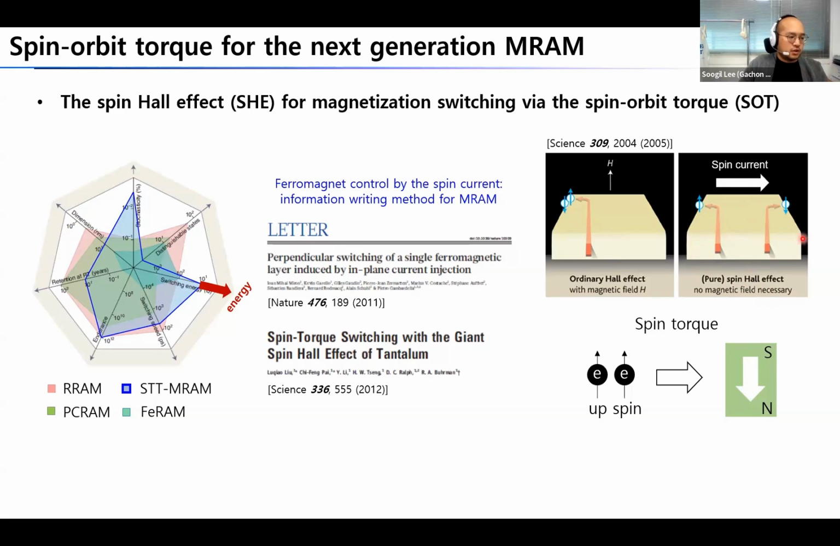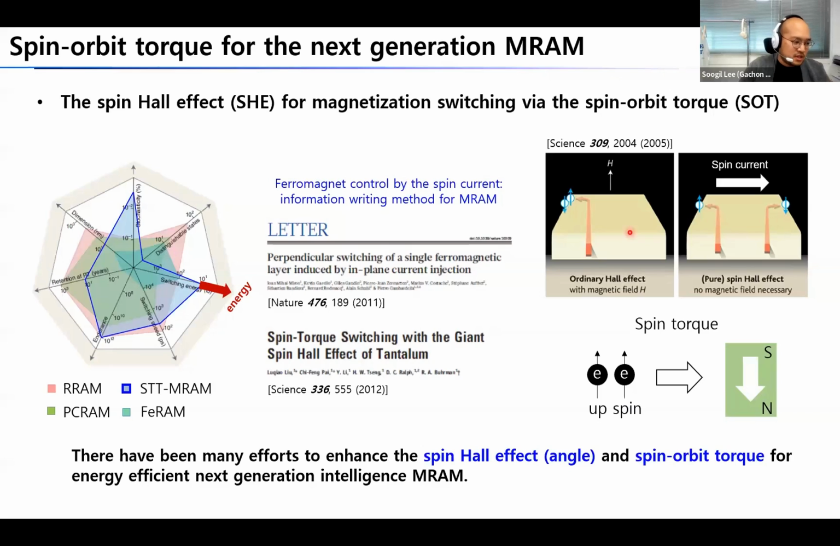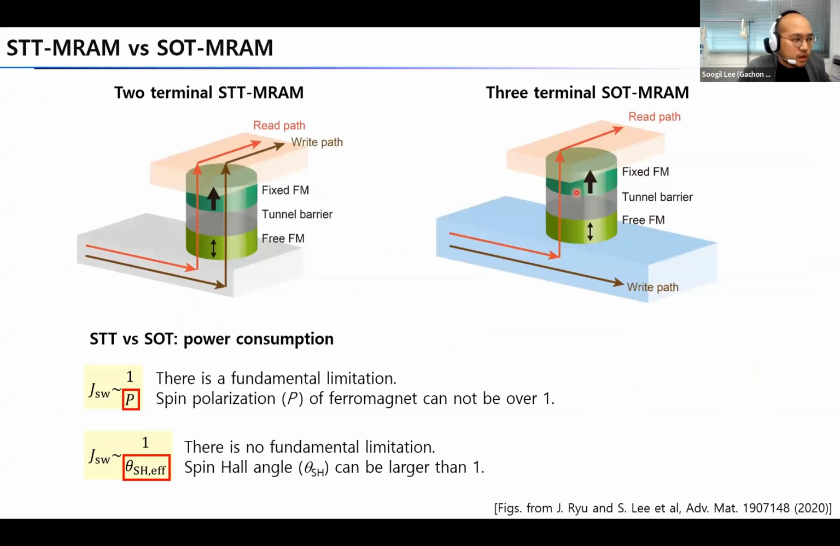So if we attach a ferromagnet at the side of these materials, we can utilize this spin current for magnetization control or magnetization switching. It is called spin orbit torque, SOT. Many researchers have intensively investigated to find the materials that possess the largest spin Hall effect and associated large spin orbit torque.